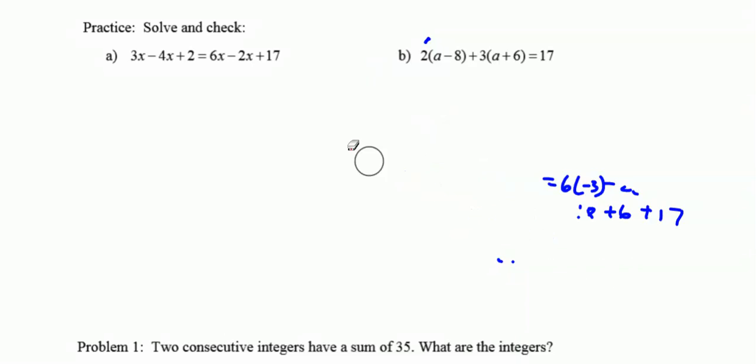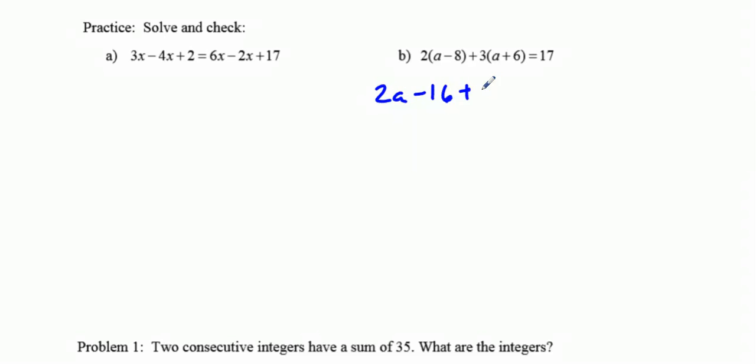Okay, so the next one, you're just expanding out. You have to get rid of the brackets first. So you're going to end up with 2a minus 16 plus 3a plus 18 equals 17. So everything's on the left-hand side here. So let's see what we'll gather up our like terms. So 2a plus 3a is 5a. And minus 16 plus 18 is 2. So plus 2 equals 17.